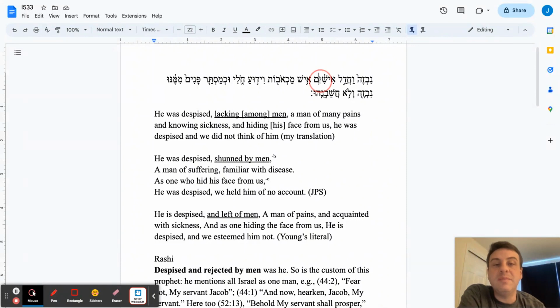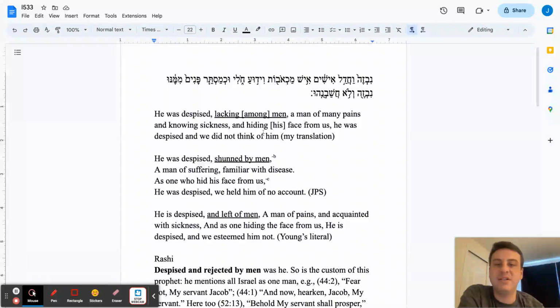Ishim is a strange form of this word, which is usually used as a different plural, and it's not exactly certain what it means here, so that's why it's underlined. A man of many pains and knowing sickness, and hiding his face from us. He was despised, and we did not think of him.